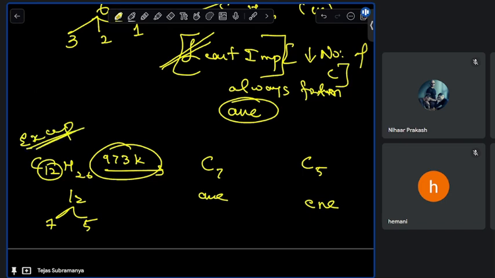Okay. So this will be a C7 ane and a C5 ene. So it will become C7H16 plus C5H10. Okay, that's the answer. Won't come, don't worry. Fine. Next.